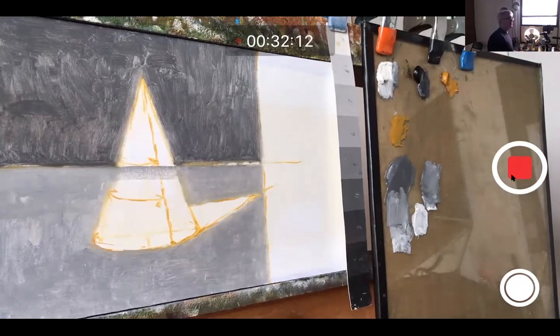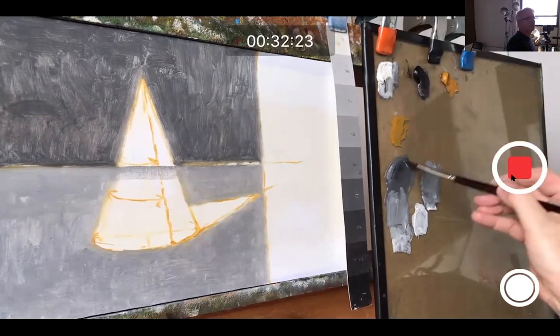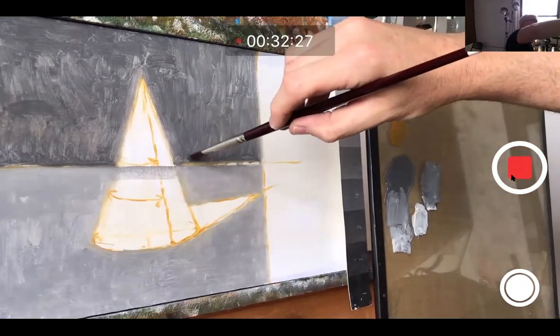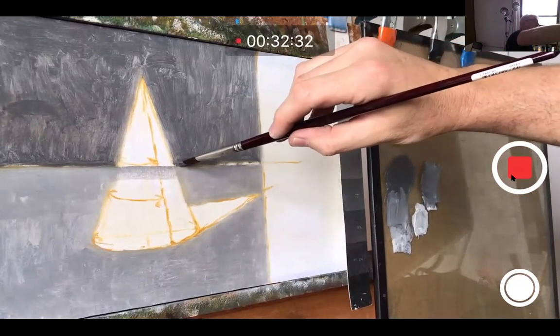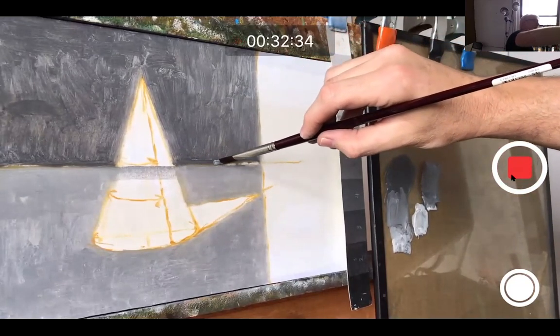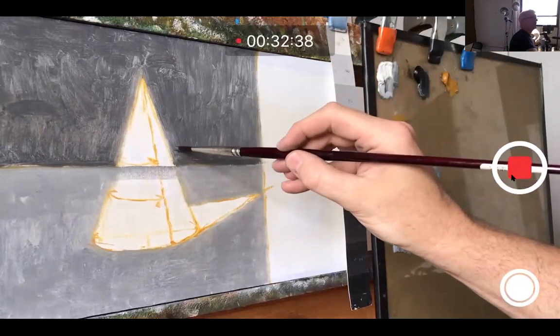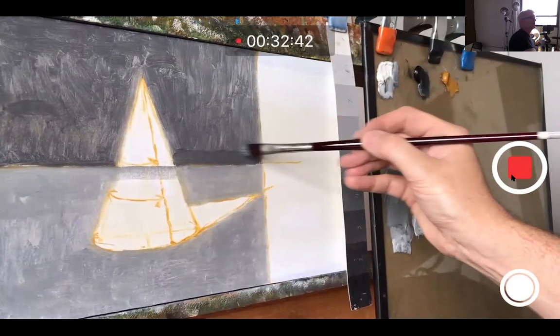So again, I'm just blocking in, I'm blocking these elements in broadly. I'm not looking for any detail. I'm not paying attention to subtle transitions. I just want to get big masses of value down so I can start to make those finer transitions of value.